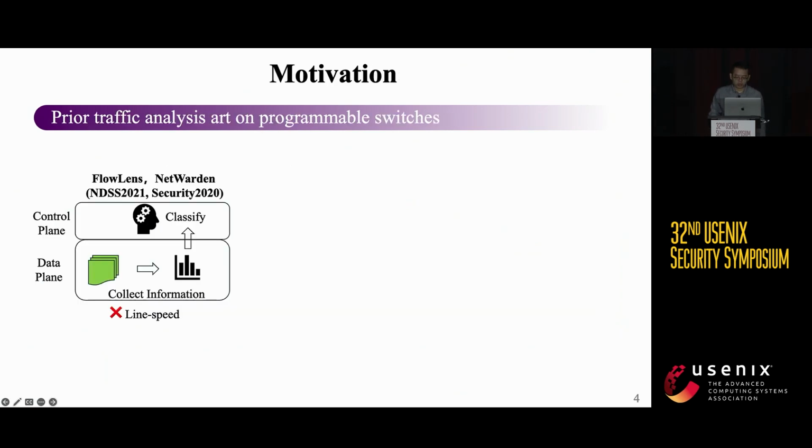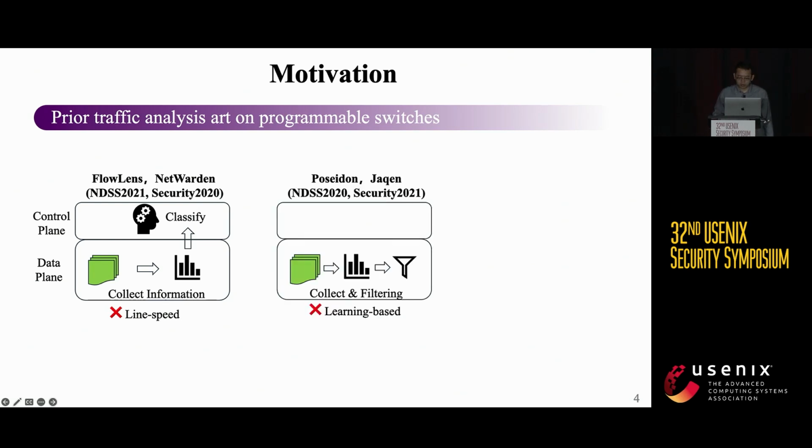We classify prior traffic analysis art on programmable switches into three classes. The first class, such as Flow Lens, collects information on the data plane and does traffic classification on the control plane. Due to the interaction latency between the data plane and the control plane, traffic is not analyzed at line speed. The second class, such as Poseidon, both collects information and does traffic classification on the data plane, but the classification logic is based on threshold-driven traffic filters, not generalizable to complicated use cases.